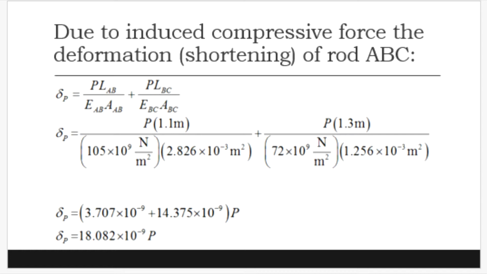And due to the induced compressive force, the deformation is shortening of rod ABC. So we have delta_P is equal to P times length AB all over elasticity AB times area AB plus P times length BC all over elasticity BC times area BC. And again, let's input it in our calculators. We have delta_P is equal to 18.082 times 10 to the power of negative 9 P.